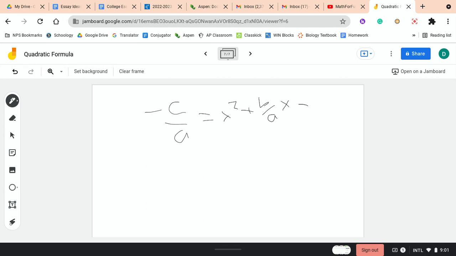I'm going to add b squared over 4a squared to both sides. And because we're doing it to both sides, it doesn't change the validity of the equation, because as long as we do the same thing to both sides, we're fine. So let's look at what we have on the right. What we have on the right is a perfect square.